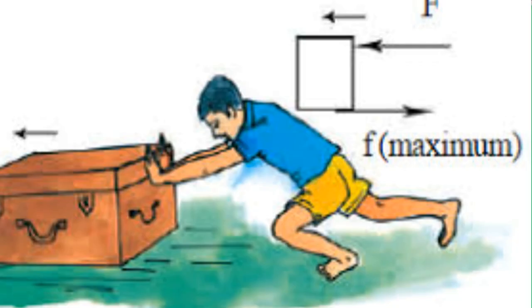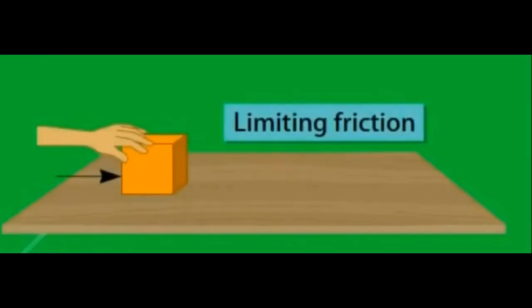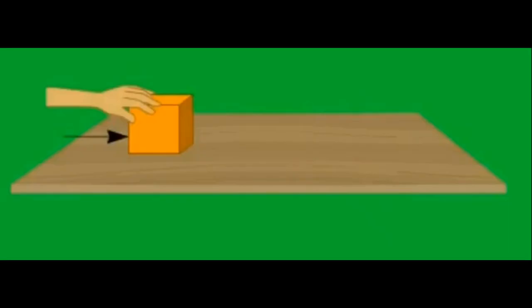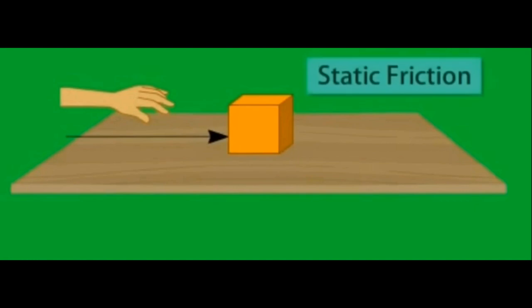First one, limiting friction. The force of friction between two bodies in contact when one body is in a position to just begin to slide over the surface of another body. Static friction. The force of friction between the two surfaces in contact before one body actually starts moving on the surface of another body.